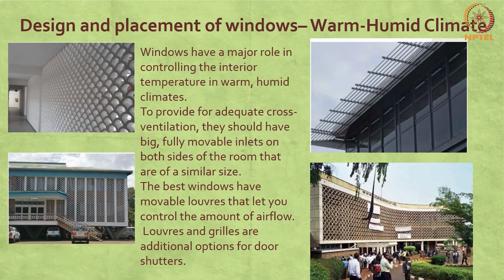Let's see what should be done in the warm humid climate. Now, windows have a very important role in controlling the interior temperature in warm and humid climate. To provide for adequate cross ventilation, there should be fully movable inlets on both sides of the room that are of similar size. The best windows have movable louvers that let you control the amount of airflow. Louvers and grills are additional options for door shutters. Fixed glass pane windows offer no benefits and they should be avoided.